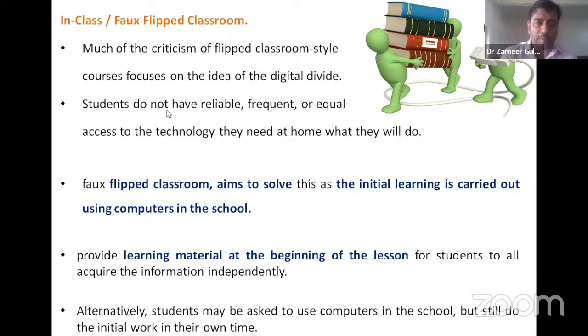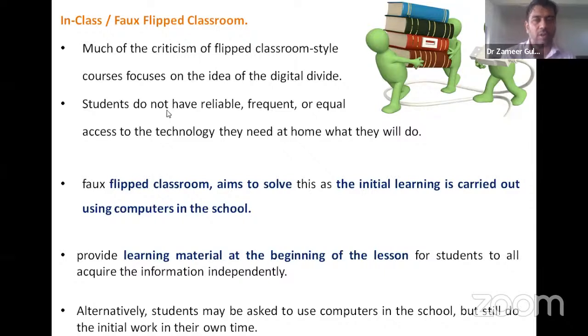In the Fox flipped classroom, instead of giving them the material and video lectures to go and study at home, we allow them to do that job within the school or college itself. The job they have to do at home, we provide everything. We ask them to study in the college, school or university itself. If they have alibis that they don't have a reliable net connection or gadgets, we welcome them.